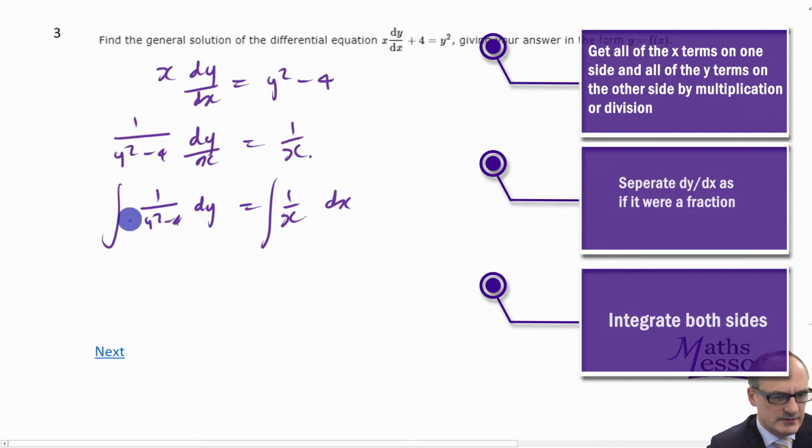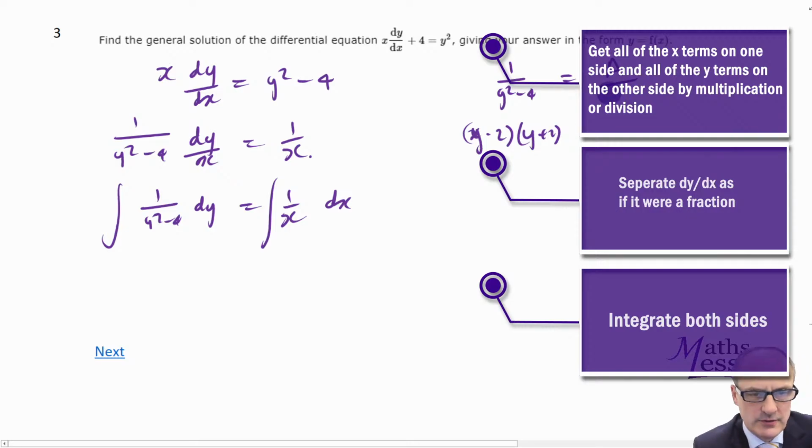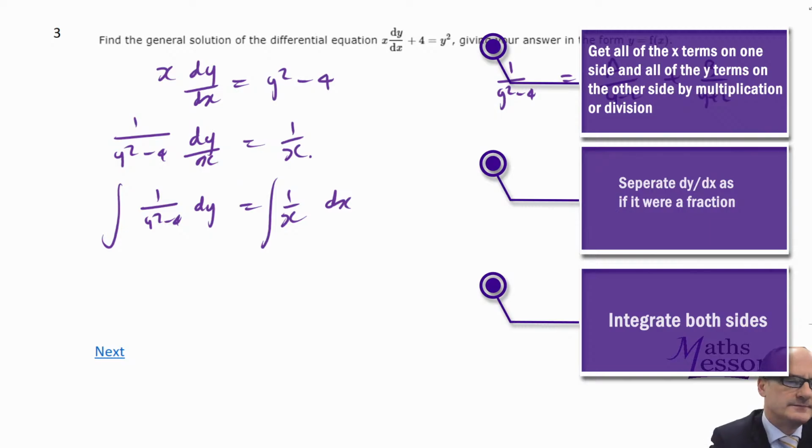Now the only thing with this integral is we've got this 1 over y squared minus 4, and what you've actually got here is a partial fractions question hidden inside your differential equation question. And effectively this is the same as y minus 2, y plus 2. So we're going to write a over y minus 2 there, and we're going to put b over y plus 2. I'm just going to rub this out now because it's in the way.